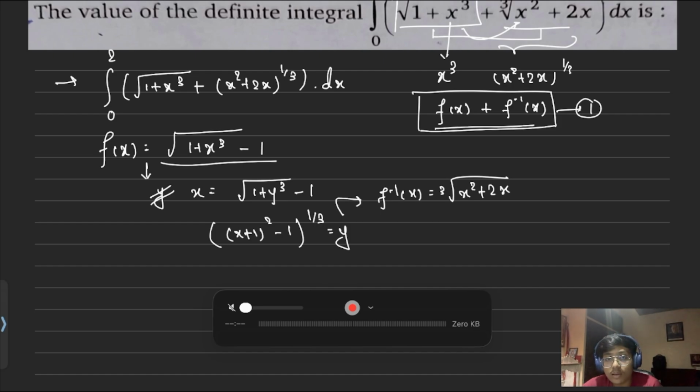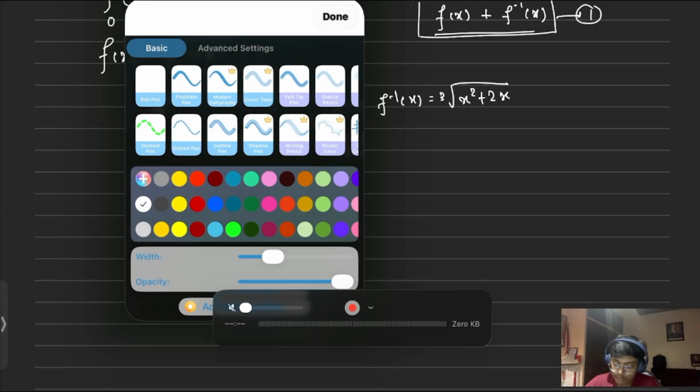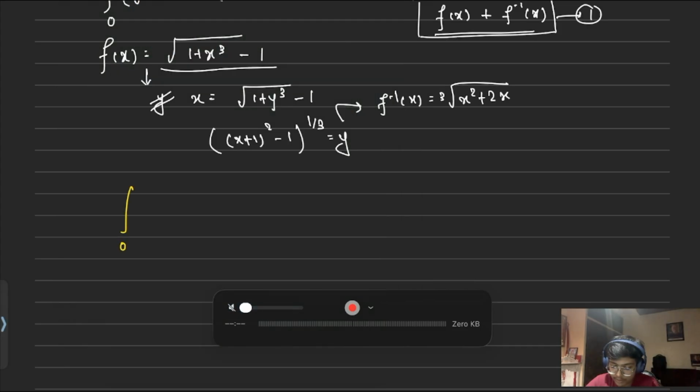So in this way, we can now simplify the whole integral as nothing but the integral from 0 to 2 of under root of 1 plus x cube minus 1 plus cube root of x squared plus 2x plus 1 for the compensation.